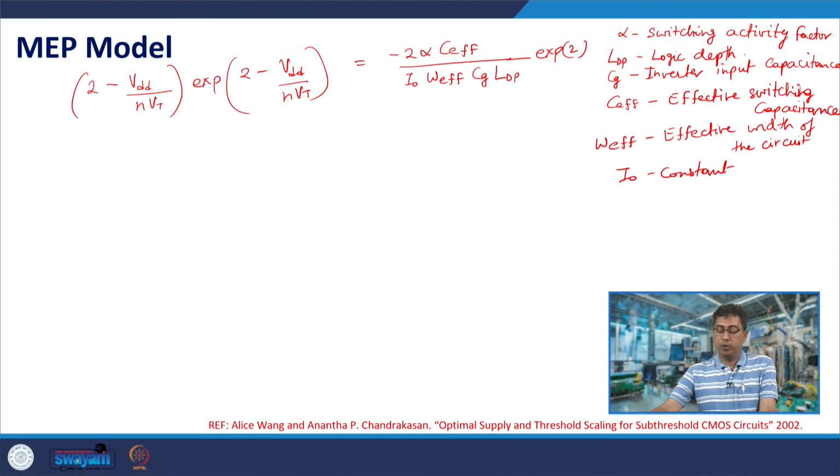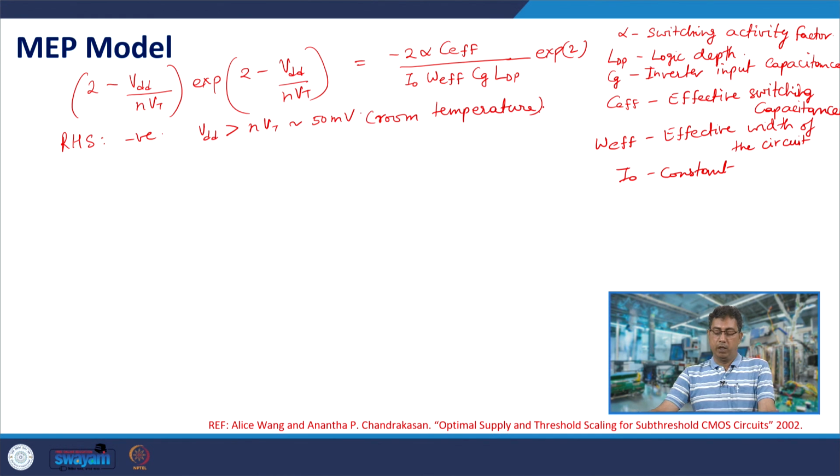Okay. So, what do we see here? We see that the right hand side is negative. What does it mean? It means that VDD should be greater than NVT, of the order of say 50 millivolts at room temperature. So, now what do we say? For very small VDDs, our models are not valid.